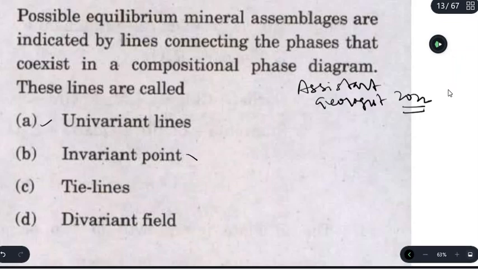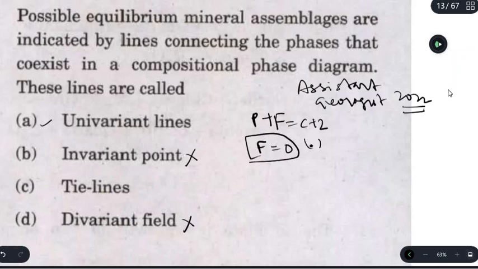तो जब भी attempt लोगे, first cancel out all those which is not required. So invariant point will not be the answer and divariant field will not be the answer. Yes or no बताओ. मैंने वही बताया था, from the phase diagram P plus F will be C plus 2, right? At the invariant point degree of freedom will be 0. Am I right or wrong? It is a point. Simple.